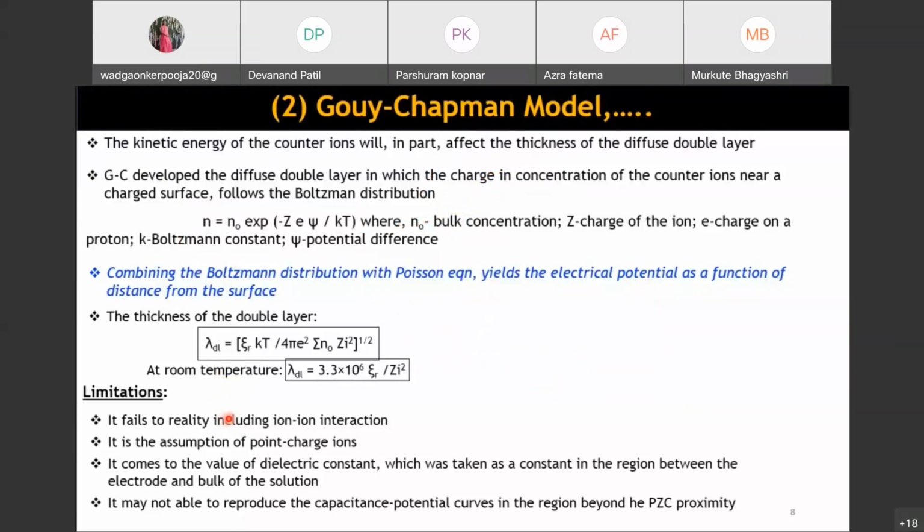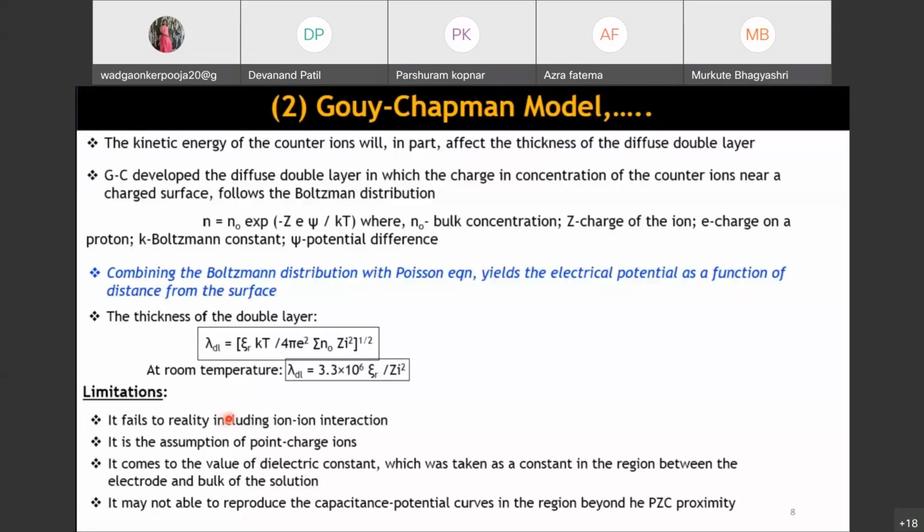Limitations for the Gouy-Chapman model, and the GC model also. You can ask about the GC model too, but you should not get confused. So this model fails to explain the reality of including ion-ion interaction. You see, what is meant by ion-ion interaction? Whenever we have a solvent, solute, their solution, and the interaction of different ions, this is known as ion-ion interaction.